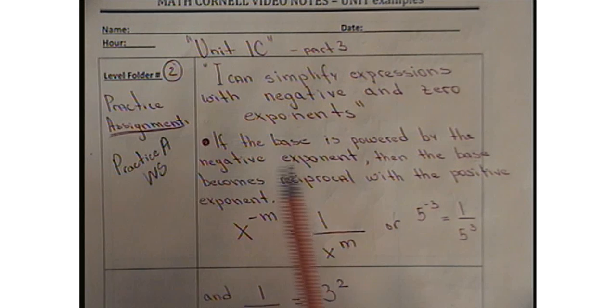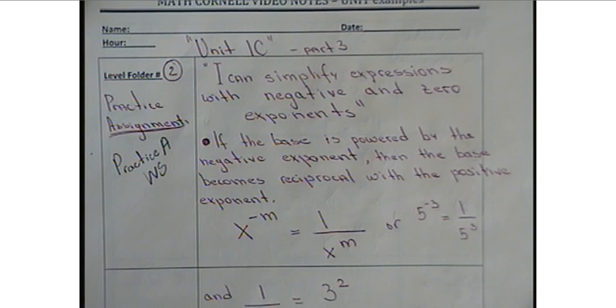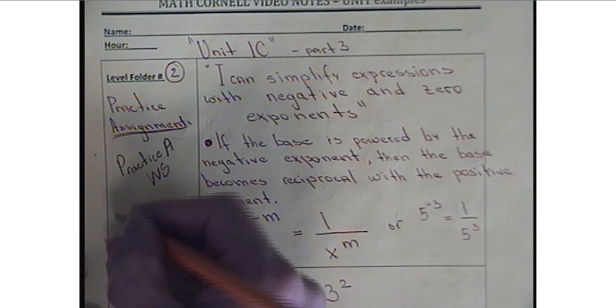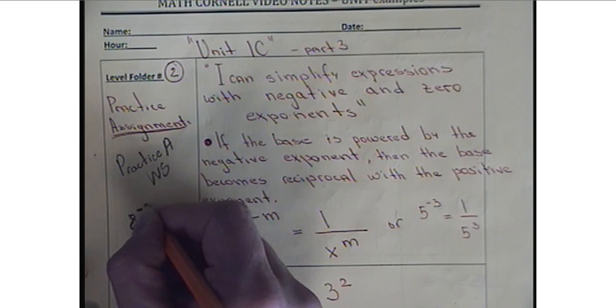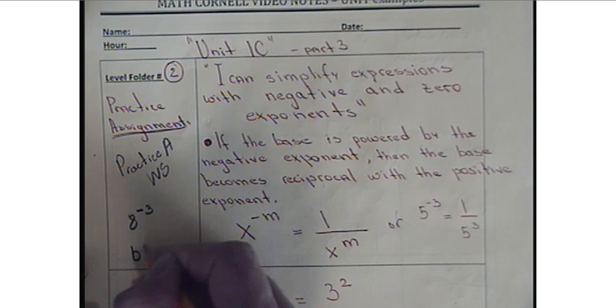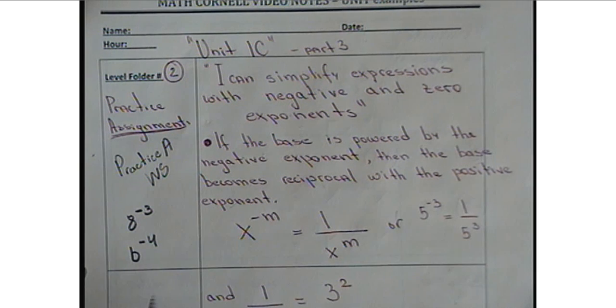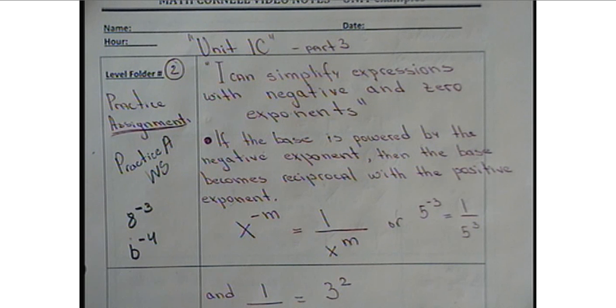If the base is powered by the negative exponent, then the base becomes reciprocal with the positive exponent. So what is that thing? It seems so confusing. Well, sometimes when we talk about exponents, you may see examples like this: 8 to the negative 3, maybe b to the negative 4. Those are examples of negative exponents. And there is an official rule that says we can't leave a negative exponent. We always have to convert the negative exponent to a positive.